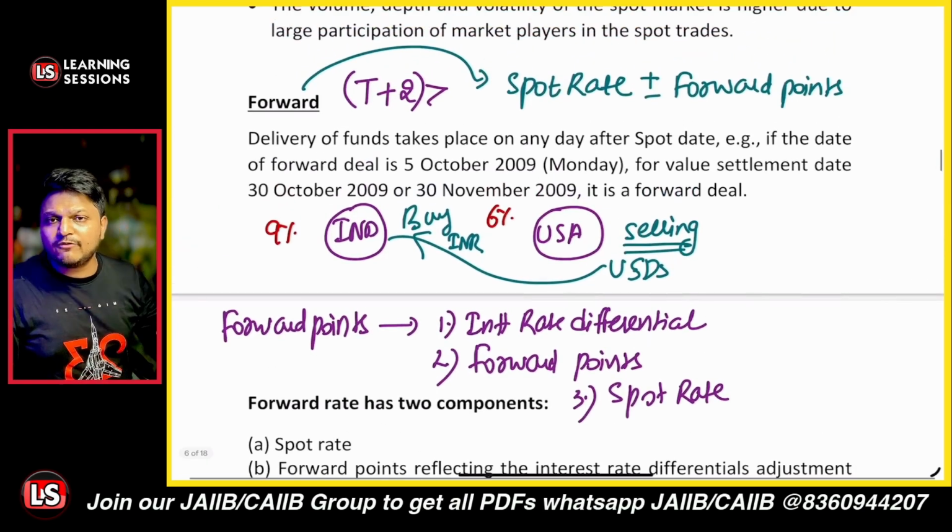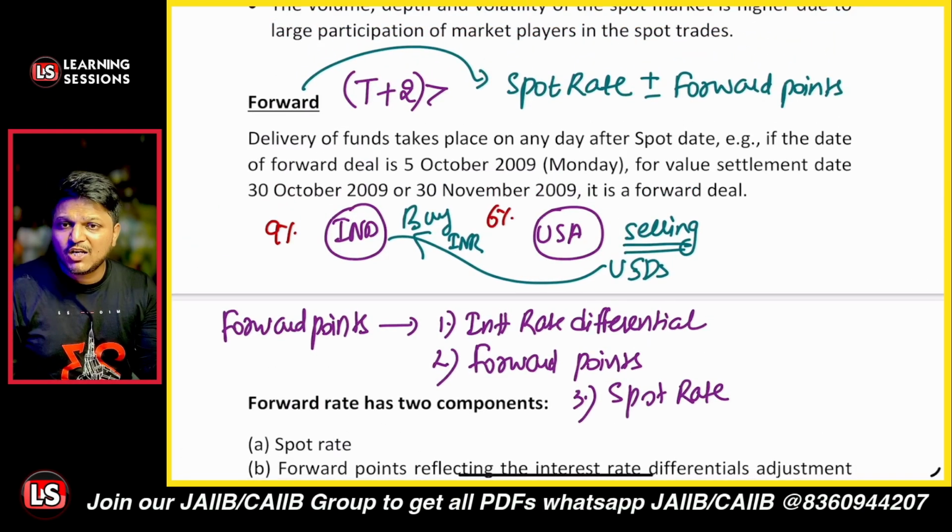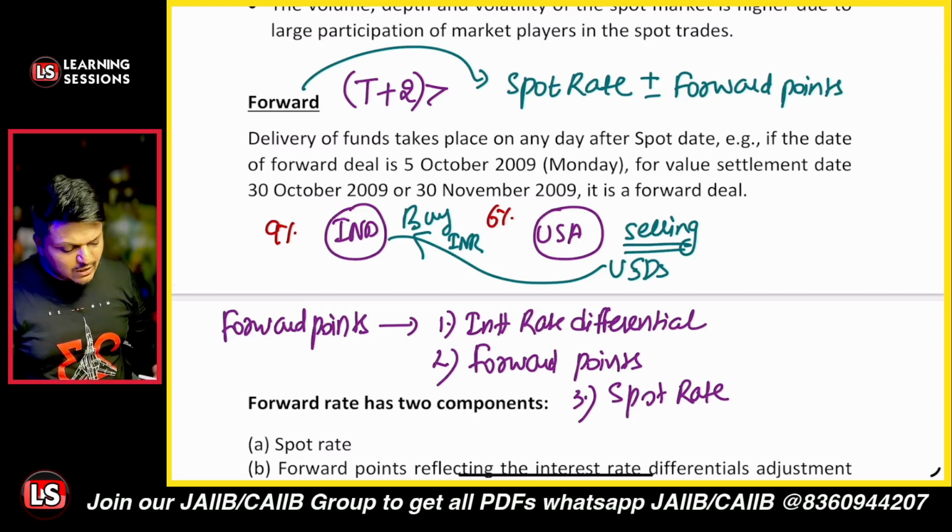Whenever we calculate the forward rate, it is spot rate plus or minus the forward points. If the currency is available at a premium, let's say today 1 USD is equal to 87 rupees, and after 1 month the USD is equal to 87.50 rupees, definitely the currency is available at a premium. In that scenario the forward points are added to the spot rate. If the currency is available at a discount, today the price is 87 and after 1 month the price is, let's say, 86.50, the forward points are subtracted from the spot rate. We'll also be solving questions based on the same.